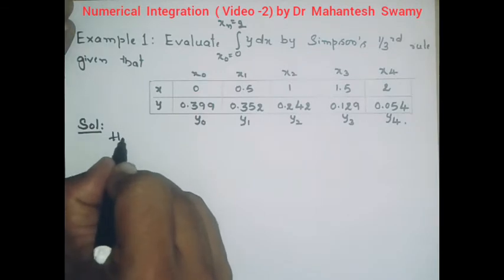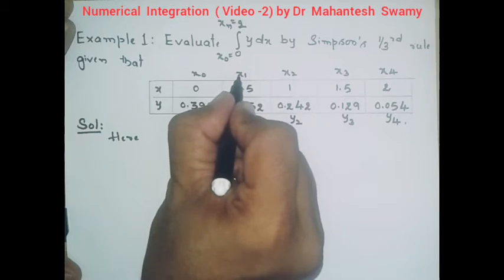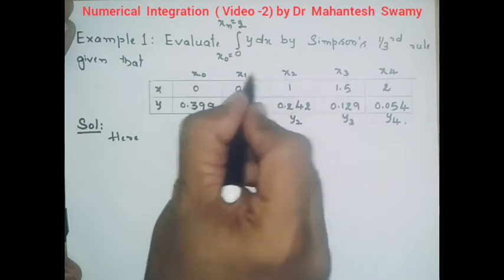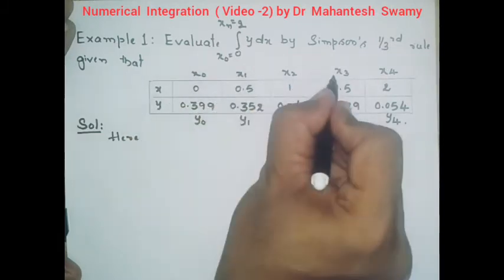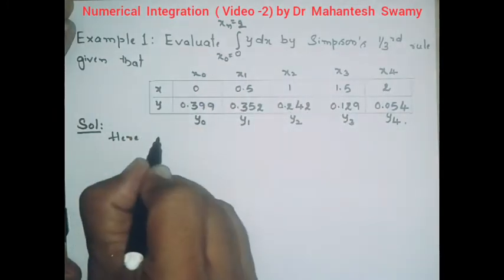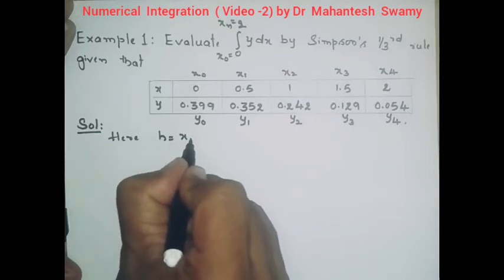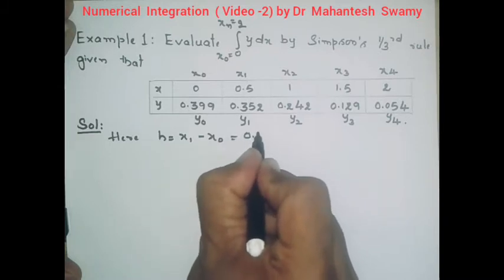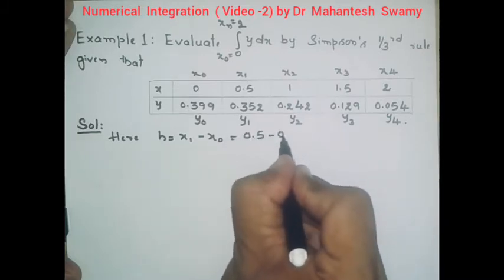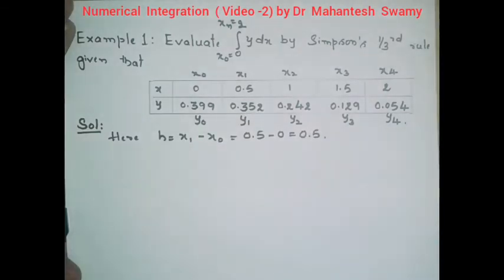Here the value of h we need, and we know that the difference of two consecutive values of x, either x1 minus x0 or x2 minus x1 or x3 minus x2, can be taken as h. Therefore h is equal to, let us take x1 minus x0. So it is 0.5 minus 0 equals 0.5. So we got the value of h.